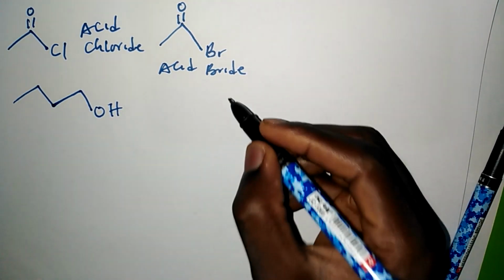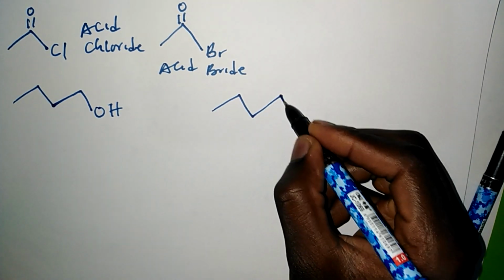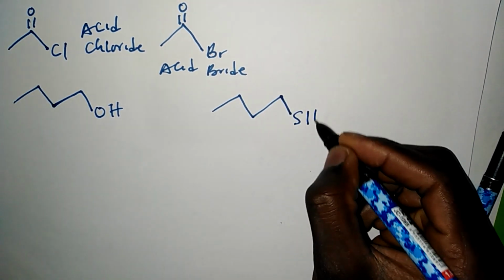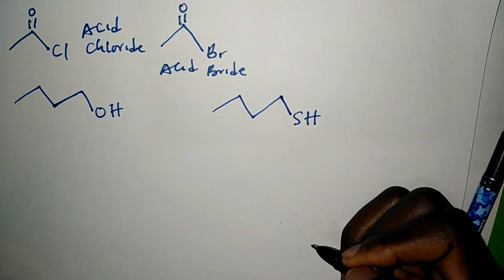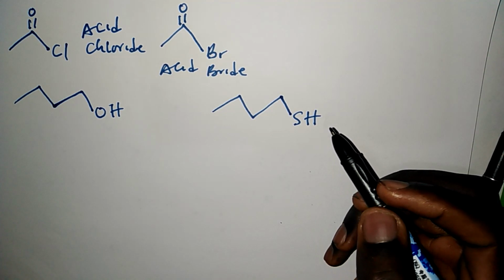And then we have an OH. We have treated this as an alcohol, right? Now, what if this OH is replaced? Let's say we have a similar functional group, now replaced with an SH. What will you call this kind of functional group?